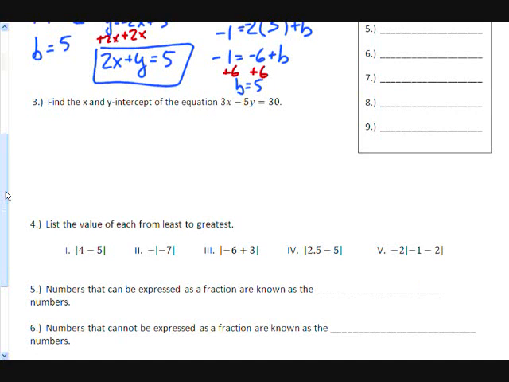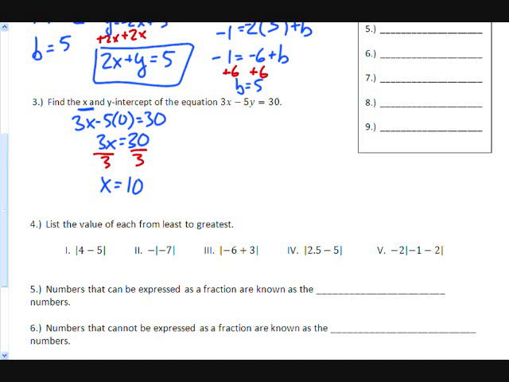This one, it says to find the x and y-intercept of the equation. Remember to find the x-intercept. So we're starting with the x-intercept. I plug a 0 in for y. So I would have 3x minus 5 times 0 equals 30. Now I just solve this for x. That's a 3x equals 30. I divide each side by the 3 and find out that x equals 10.